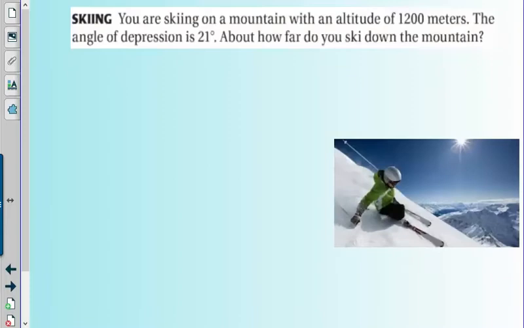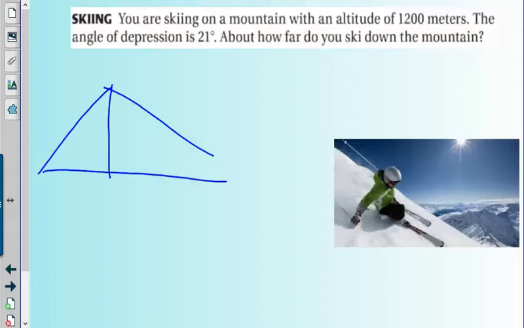You are skiing on a mountain with an altitude of 1,200 meters. The angle of depression is 21 degrees. About how far do you ski down the mountain? Okay, so we have this mountain and the altitude. Here's our slope here. The altitude is our height, 1,200 meters, and we're skiing down the mountain.